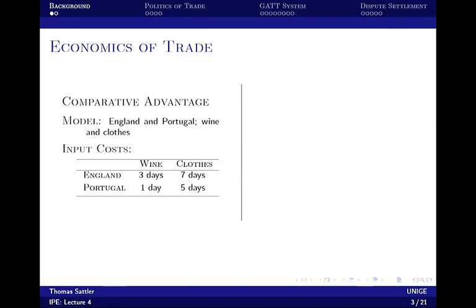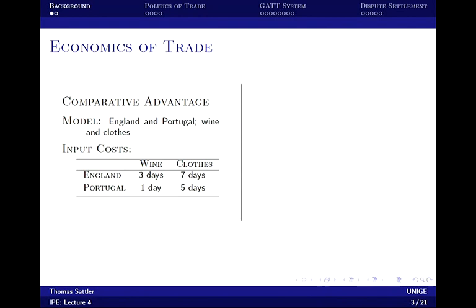So who's got the advantage in production here? Who do you think? Who's got the absolute advantage, and who's got the comparative advantage? Those are very important distinctions. Adam Smith mostly talked about absolute advantages. Who's got the absolute advantage of producing what? Yeah.